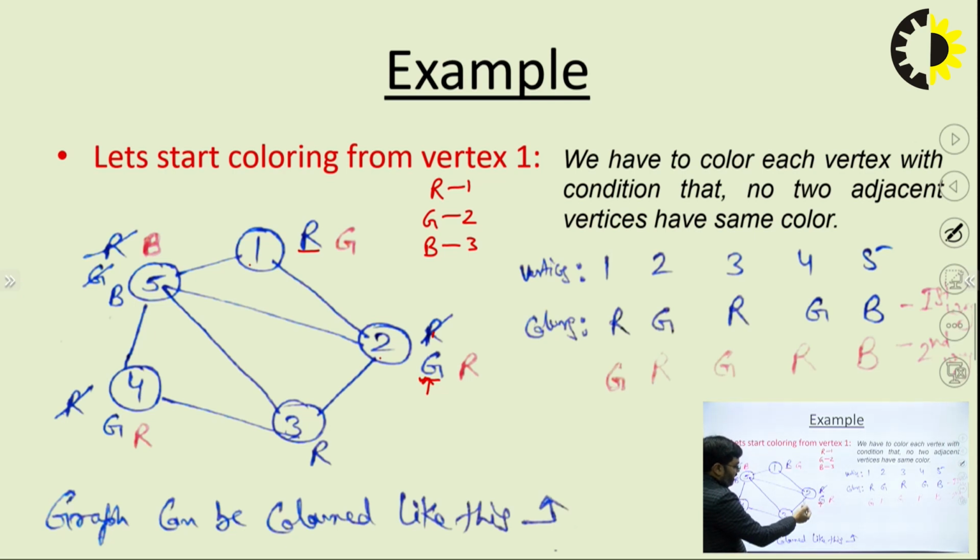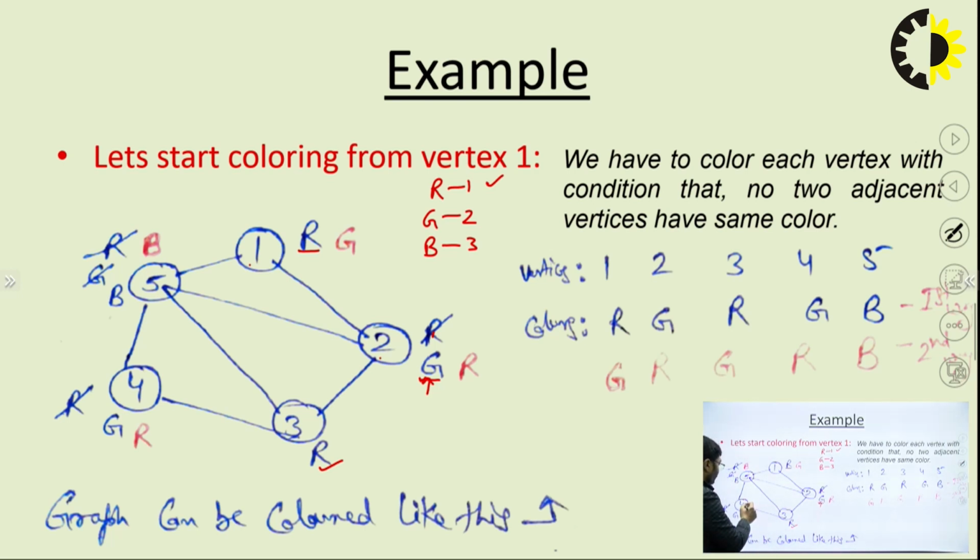Now we again check the next vertex. The next vertex is vertex 3. So for vertex 3, we try from the first color. Can we give it the red color? Yes, we can give the red color to vertex 3, because the adjacent vertex which has been colored just before is of green color. Then we can give red color to vertex 3.